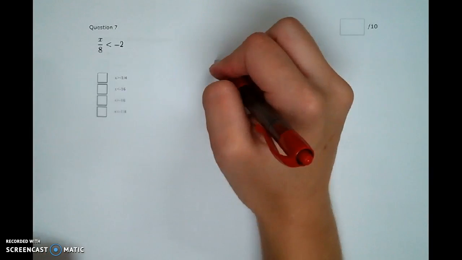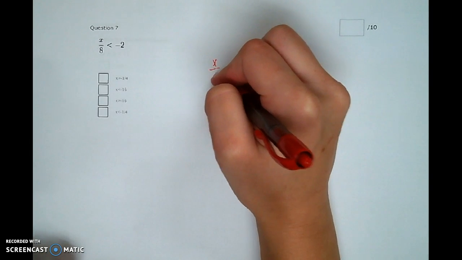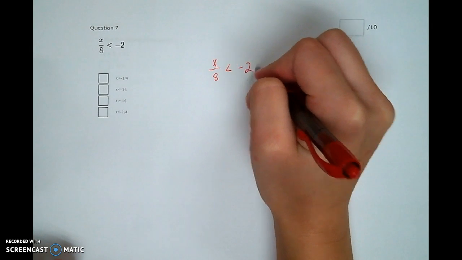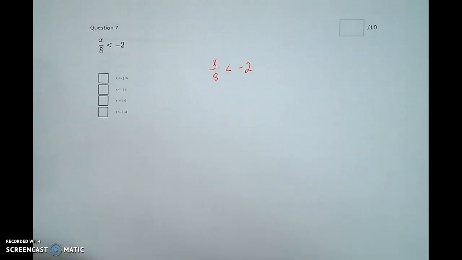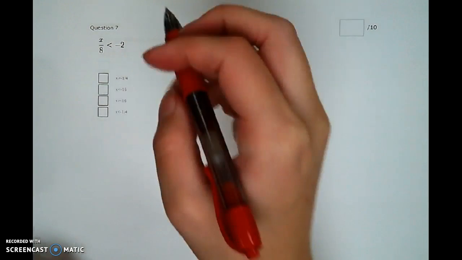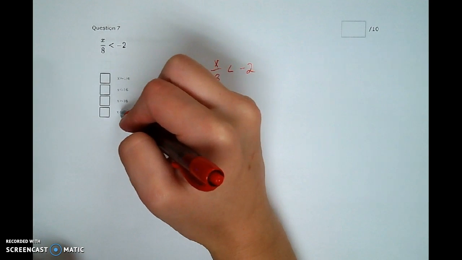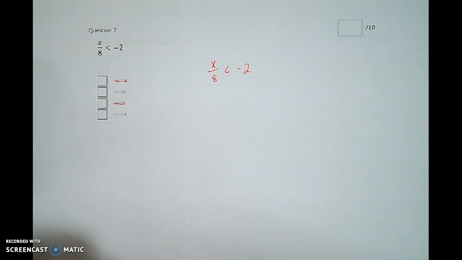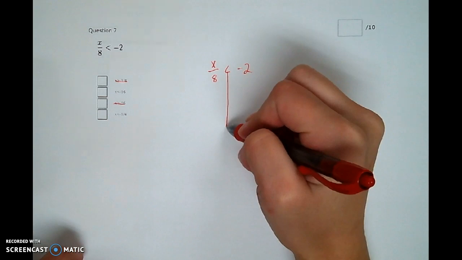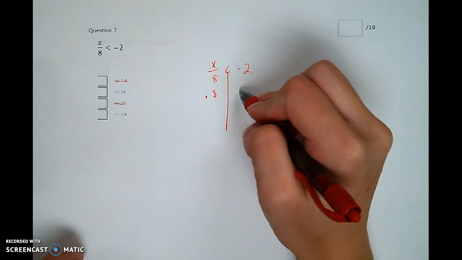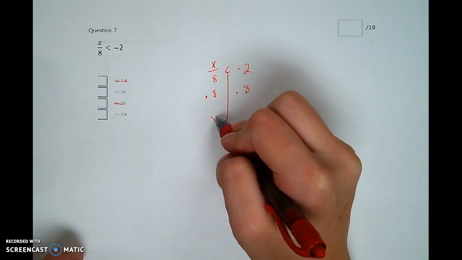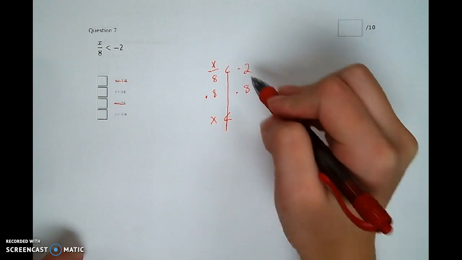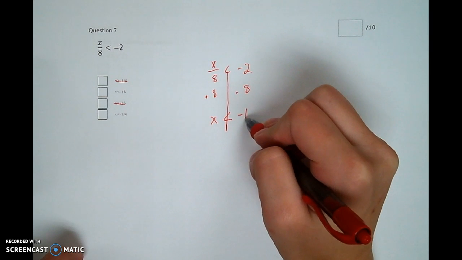Number 7, we're solving x over 8 is less than negative 2. I see that x is not being divided or multiplied by a negative number, so my inequality sign is going to stay the same, so I want a less than. So I can go ahead and eliminate my greater than options. I'm going to drop my line down, multiply both sides by 8 to get x by itself, so I have x is less than negative 2 times 8, which gives me negative 16.